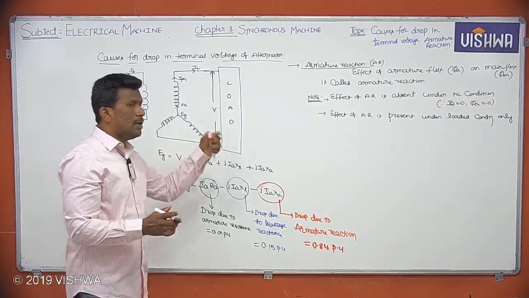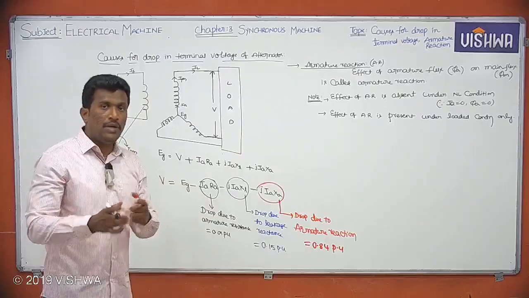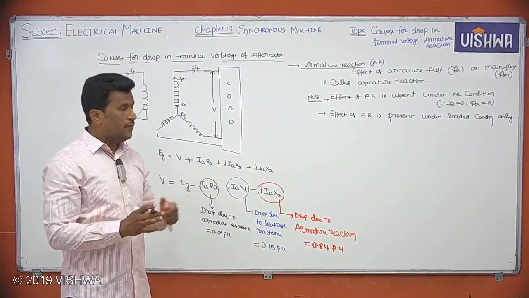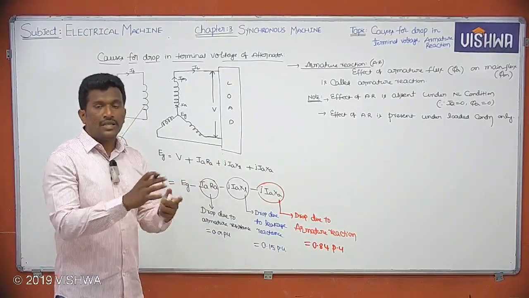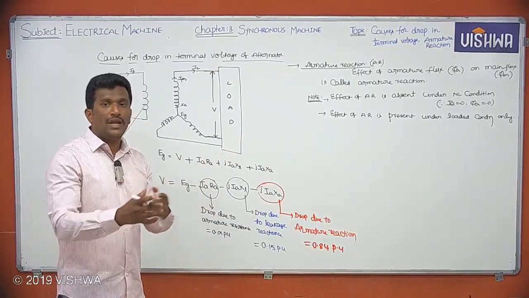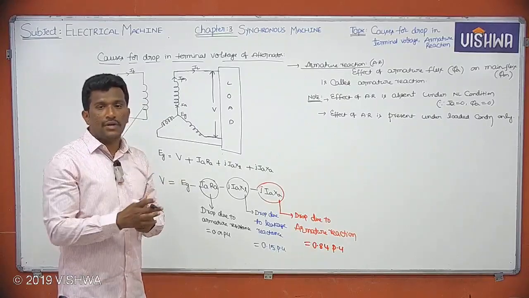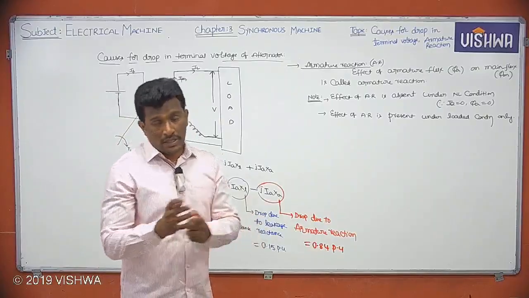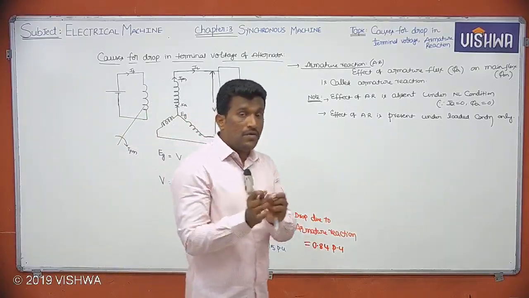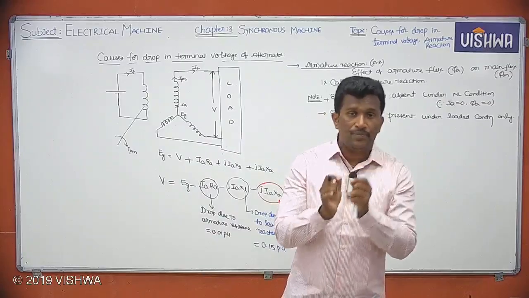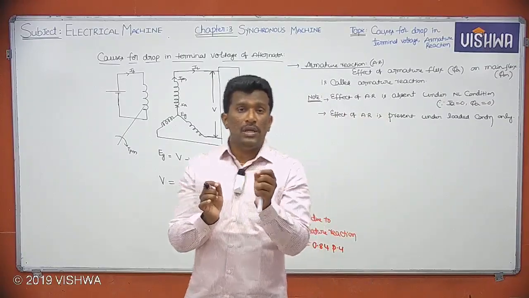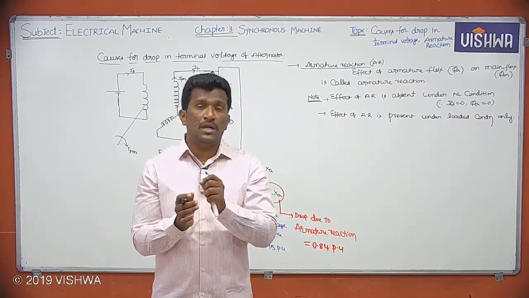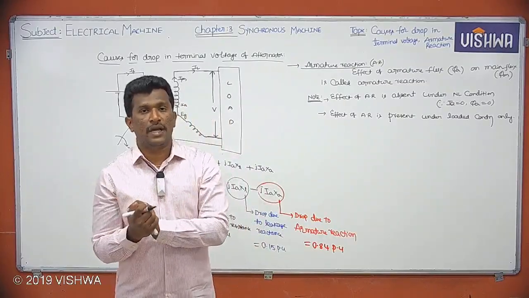Suppose if load is unity power factor, UPF load, you will be having one effect. If load is ZPF lag, you will be having one effect. If load is ZPF lead, you will be having another effect. If it is 0.8 power factor lag, you will be having some other effect. 0.8 power factor lead, some other effect. That means the effect of armature reaction depends not only on the magnitude of the load, but also on the type of the load.